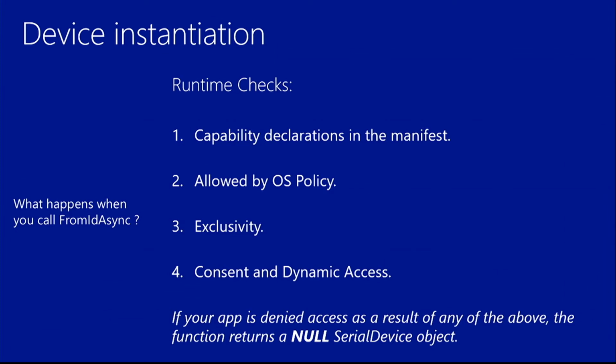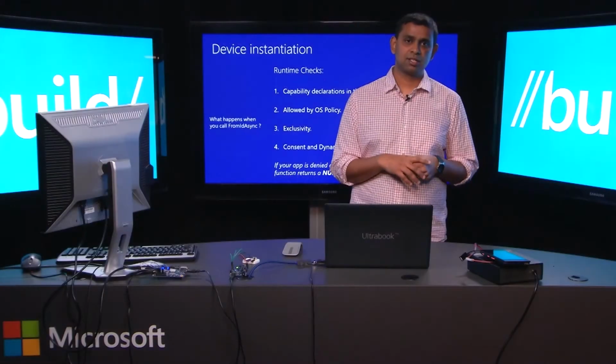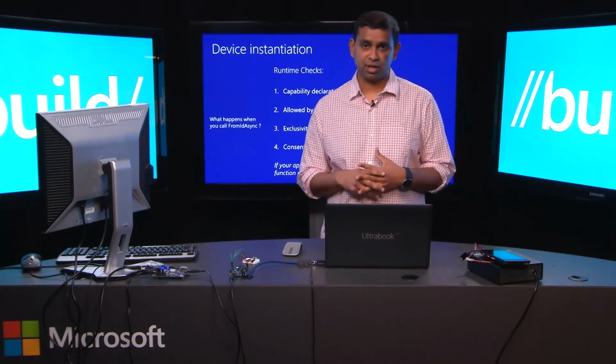All right, so when you call from ID async, what really happens? We have a bunch of checks that we do before we grant access to the device. So when you call from ID async, it means Windows is going through those checks and giving you a handle that you can now send I/O over. But before that handle is given back, we have to do a bunch of runtime checks.